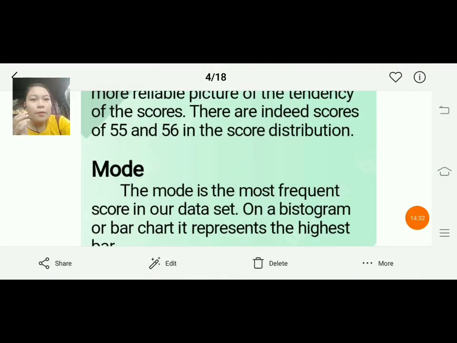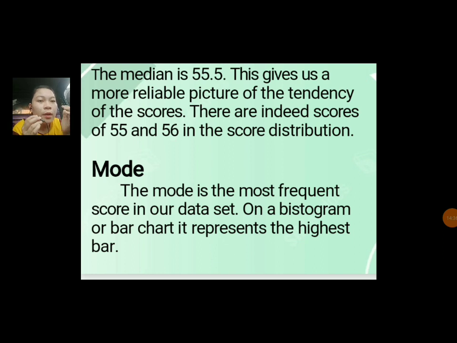So next we have the mode. What is mode? Mode is the most frequent. From the word itself, most, meaning the score that appears most often in our data set.